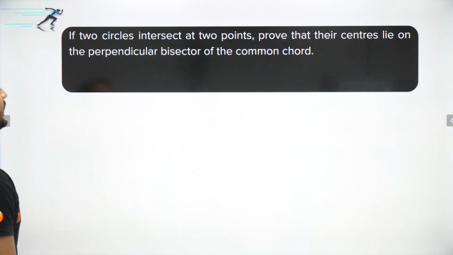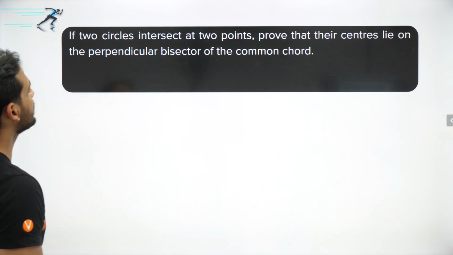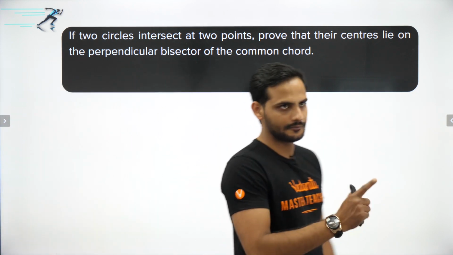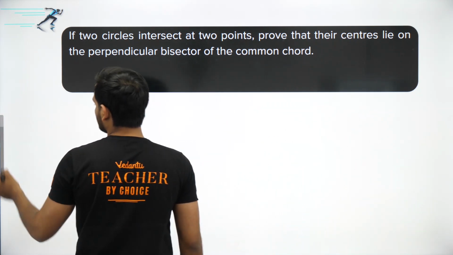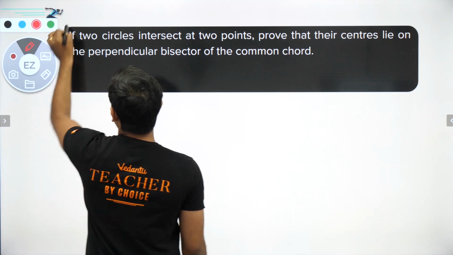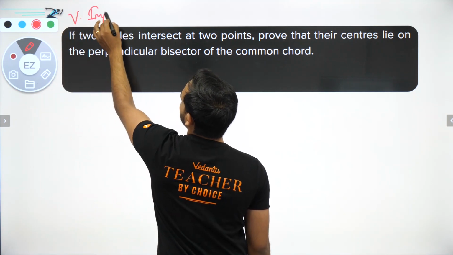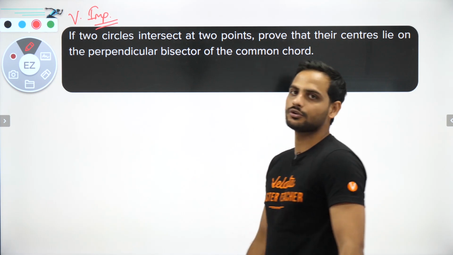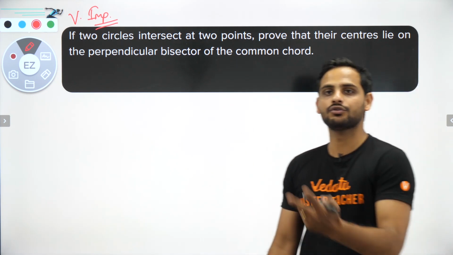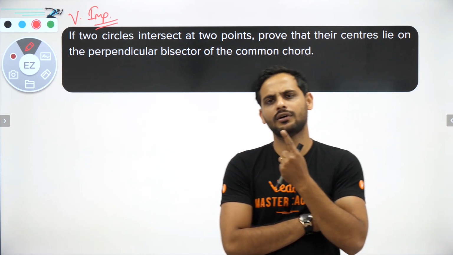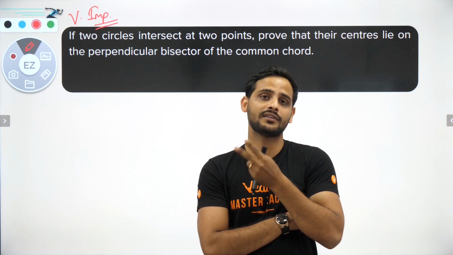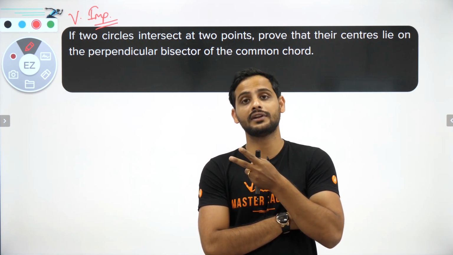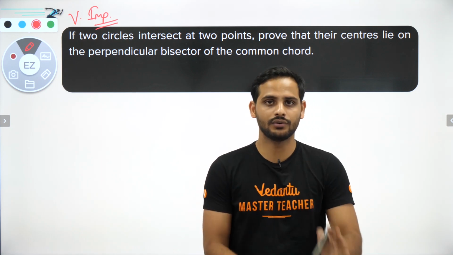If two circles intersect at 2 points, prove that their centers lie on the perpendicular bisector of the common chord. Chalo, it's a very good, very important question, keeping your exams in point of view. If I had to choose three questions from the topic circle, one would be from the cyclic quadrilateral, one from the angle subtended at the center is half of the angle subtended at the circumference, and one is this question. So it's a very important question.